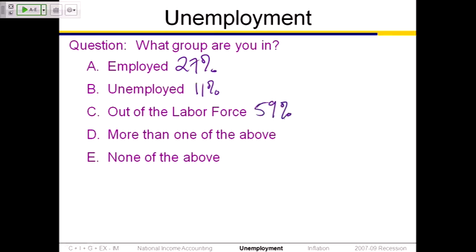59% of you are out of the labor force. You're neither employed nor unemployed. You're a full-time student who's not looking for a job and is not currently employed. And then we've got 2% and 1%, and those people get the unhappy face because you cannot be more than one of the above. They're 3 mutually exclusive categories. You can't be in more than one category, but you have to be in one of the 3. So those 3 categories are exhaustive and mutually exclusive.